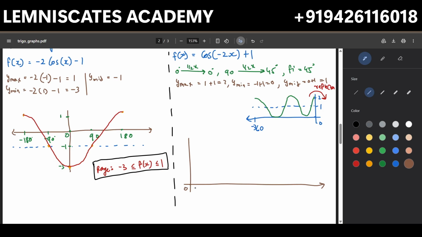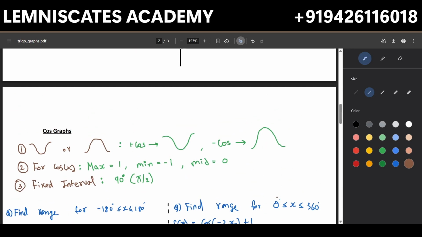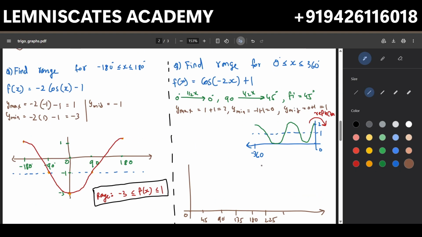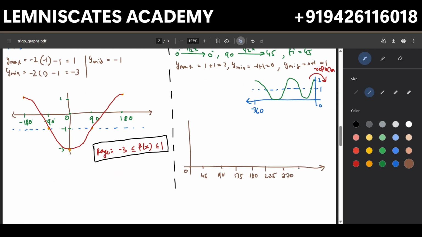So 0 degrees, then 90 degrees, then 0, then 45 degrees because the fixed interval is 45 now. Then 90 degrees, then 135 degrees, after 135, 180 degrees, then 225 degrees. I hope this is correct. 225, 270, then 315, and then 360. The minimum is 0, maximum is 2, middle value is 1.